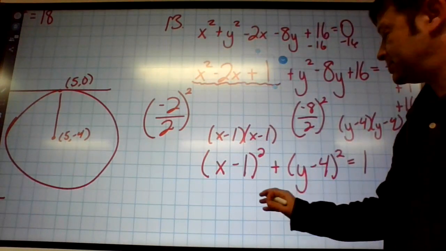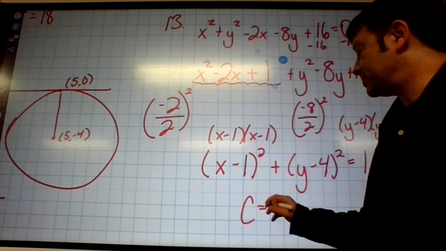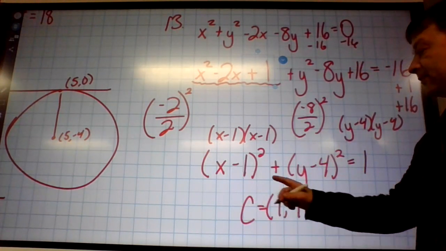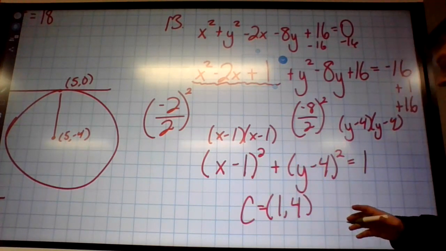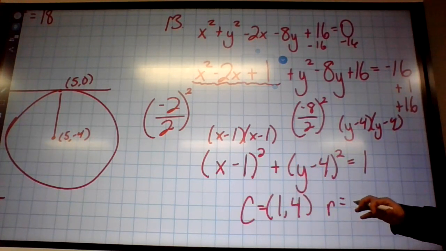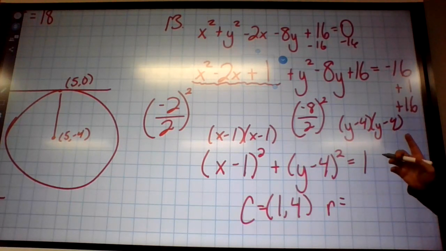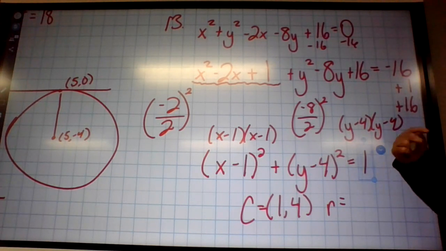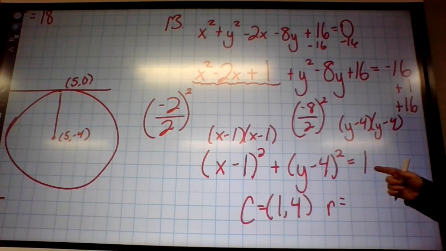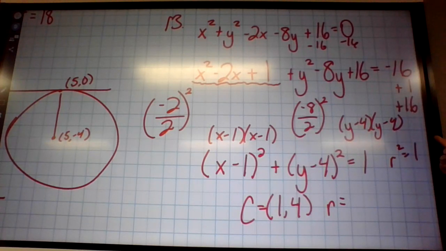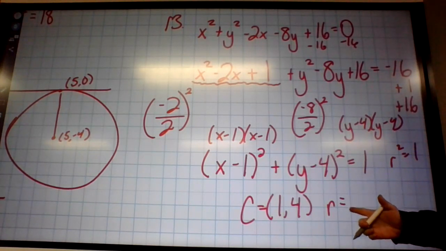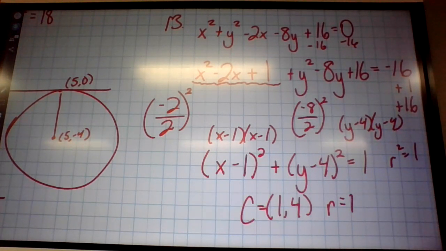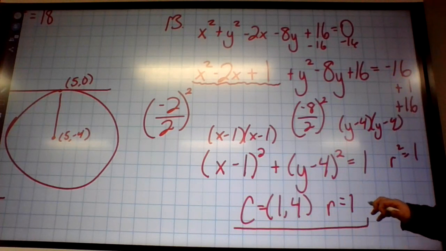So they wanted the center and the radius. The center is at (1, 4). Remember, it's the opposite of these. And the radius, how do we find the radius? Square root, right. We're no longer squaring, we're going backwards to find the radius. The radius squared equals this, so the square root of this equals the radius. The square root of 1 is 1.